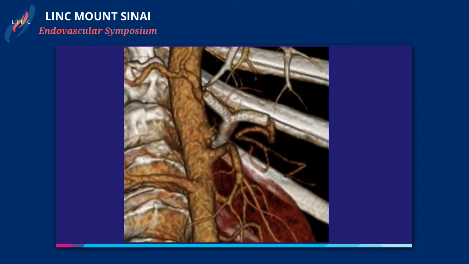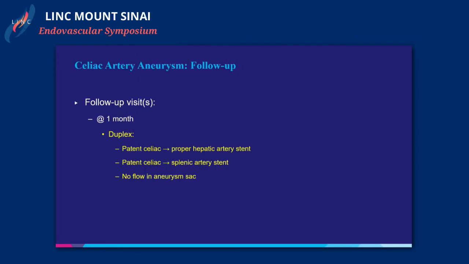And on this CT scan, there was no evidence of endoleak. And on the follow-up visit at a month, duplex in our office showed patent celiac to proper hepatic stent and patent celiac to splenic artery stent with no flow in the aneurysm sac. The patient did well and was able to go back to his occupation.